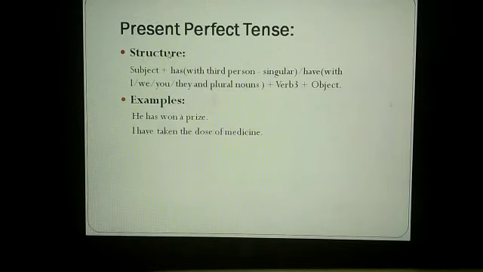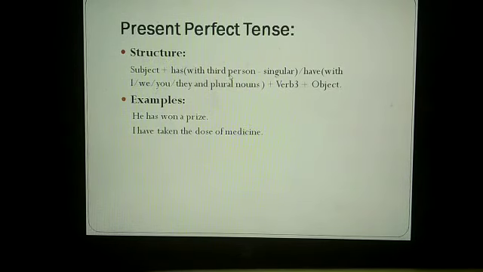Next, present perfect tense. Now in this tense, the work has been done. That's why we use which form? Third form. Then subject plus has; we use has with third person singular and have with I, we, you, they and plural nouns, and V3 plus object. These are examples. He has won a prize. I have taken the dose of medicine.